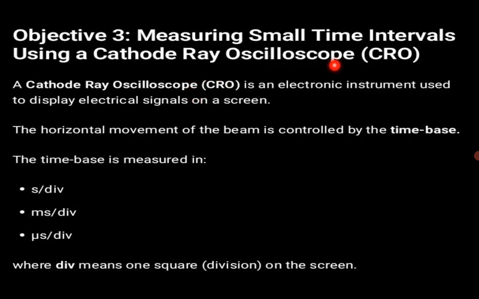Welcome to the CRO, commonly known as the Cathode Ray Oscilloscope. We are not going to describe its internal structure because that's not the interest of this lesson. We'll simply go ahead to discuss how you can use it to measure time intervals, small intervals. So, measuring small time intervals using a cathode ray oscilloscope.